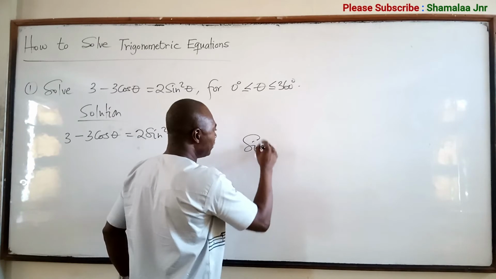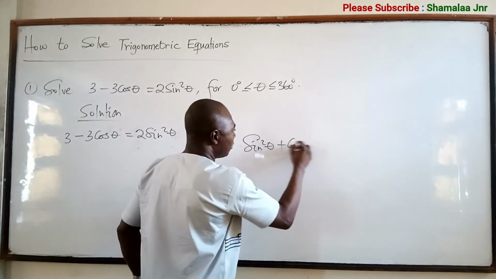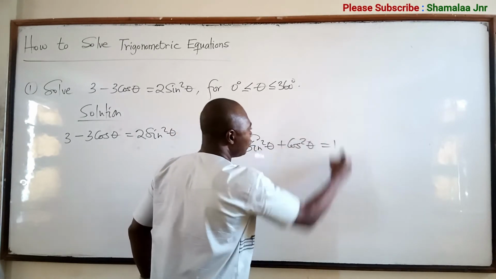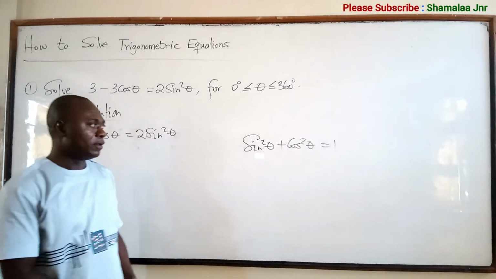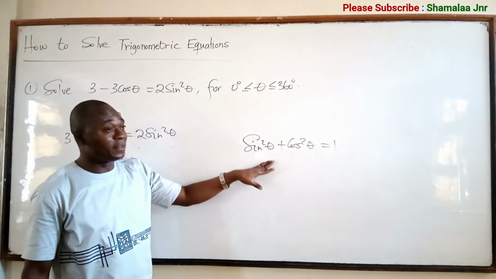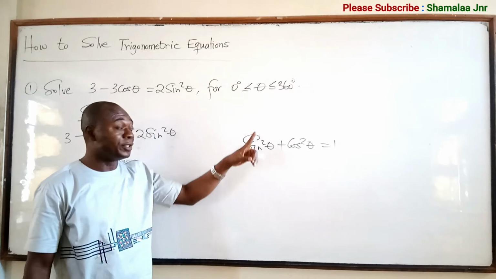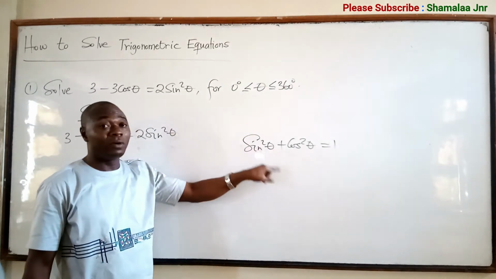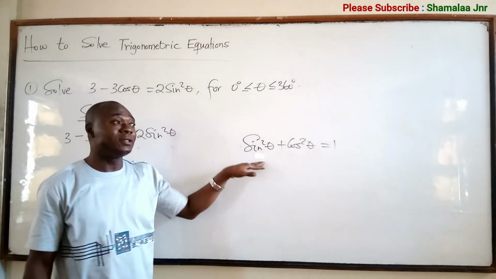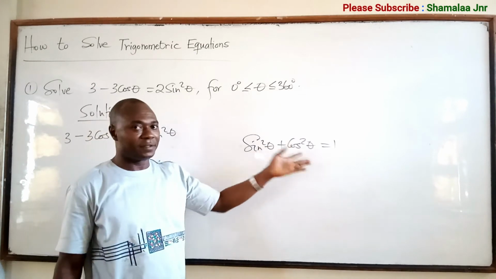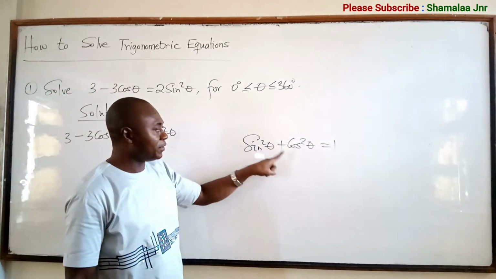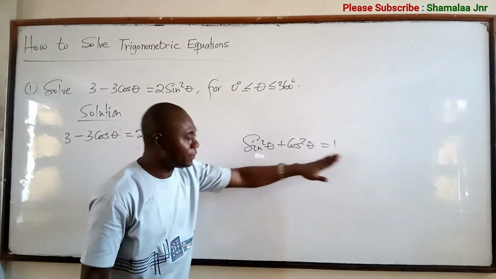I have a video on trigonometry, and in that video I did a lot about trigonometry. Sine squared theta plus cos squared theta is equal to 1, and I proved this in that video. Those of you who have not watched that video, you can go and watch it. I proved this one and so many other identities. So sine squared theta plus cos squared theta is equal to 1.